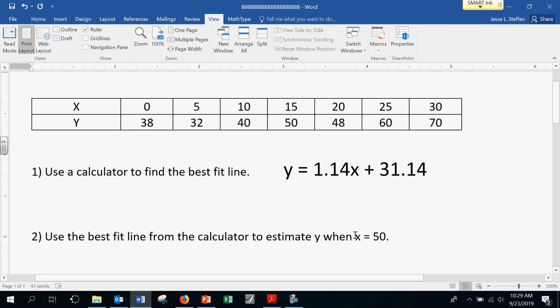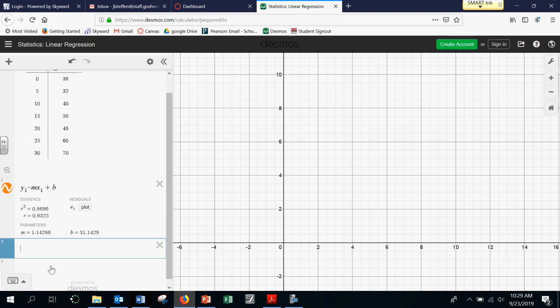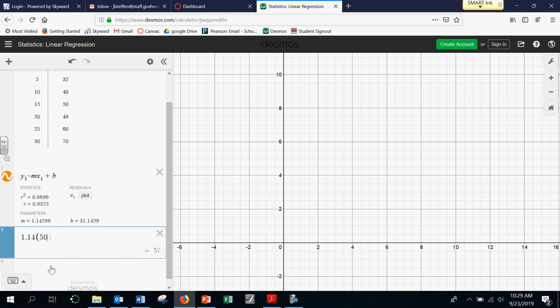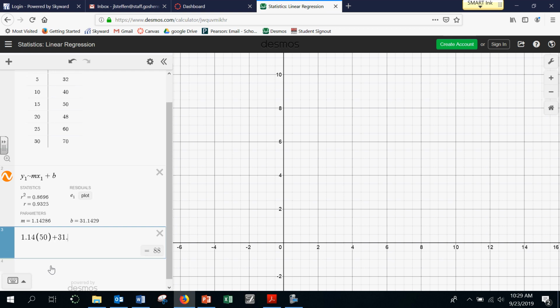Then the only other thing you have to do when it says estimate when X is equal to 50, that just means plug this 50 into this X right here and then solve. So you can also do that in Desmos. You can use your handheld calculator, but you can also go to Desmos, just click down here. We have 1.14, and then I'd use parentheses. You could use the multiplication. That's times 50, plus 31.14. That pops up with your answer right here, 88.14.